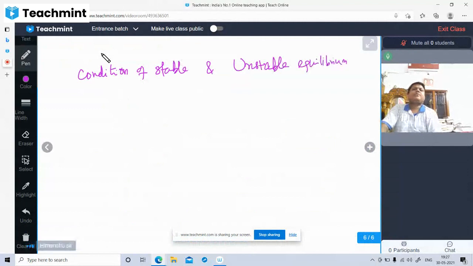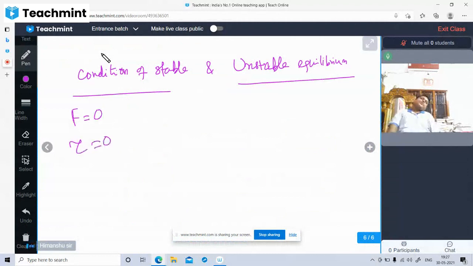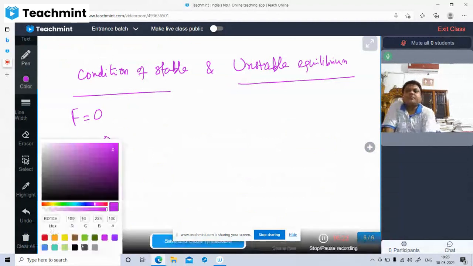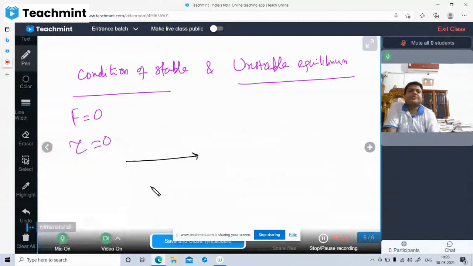What does equilibrium mean? For stationary state, for linear equilibrium, force has to be zero. For rotational equilibrium, torque has to be zero. So in which cases do these two happen? So let's consider stable equilibrium. So draw the diagram. So here it is.